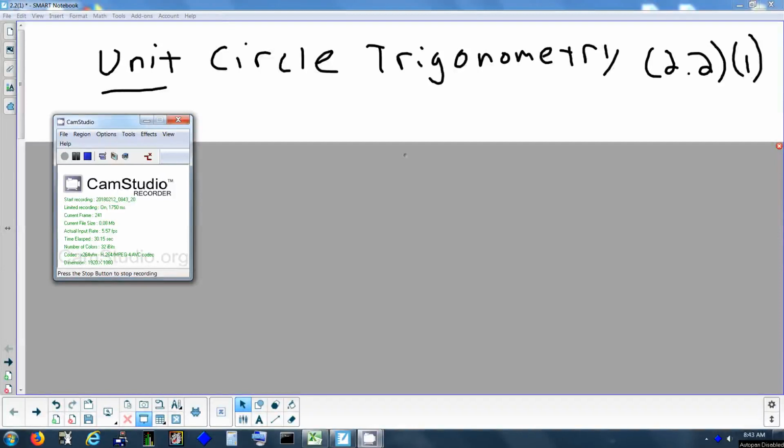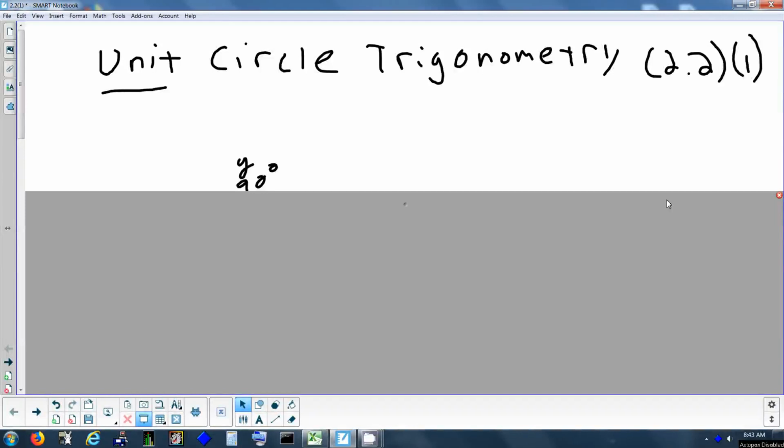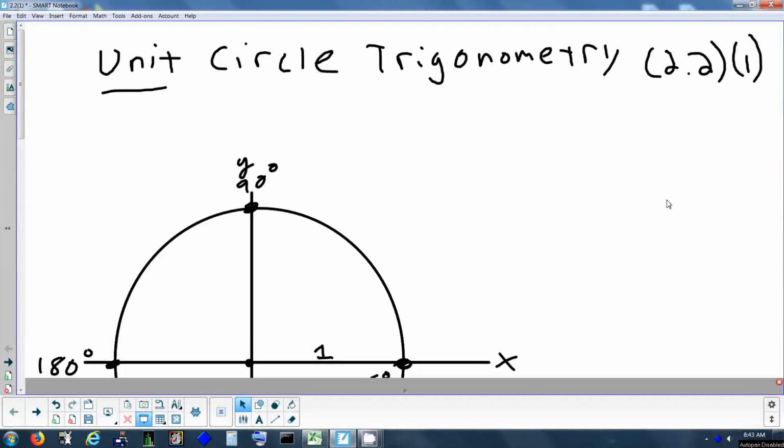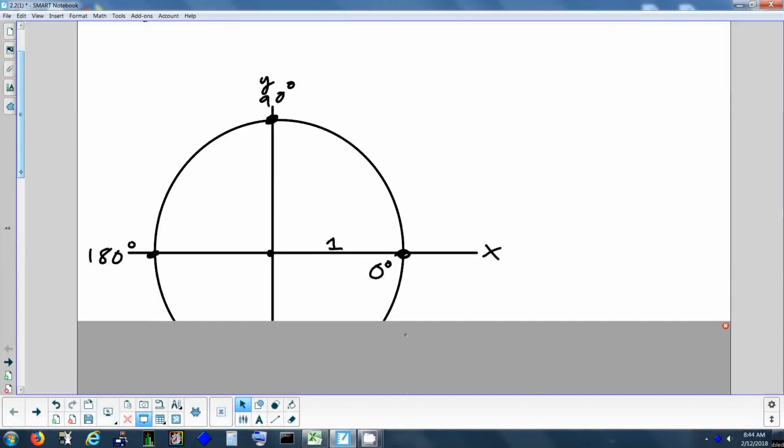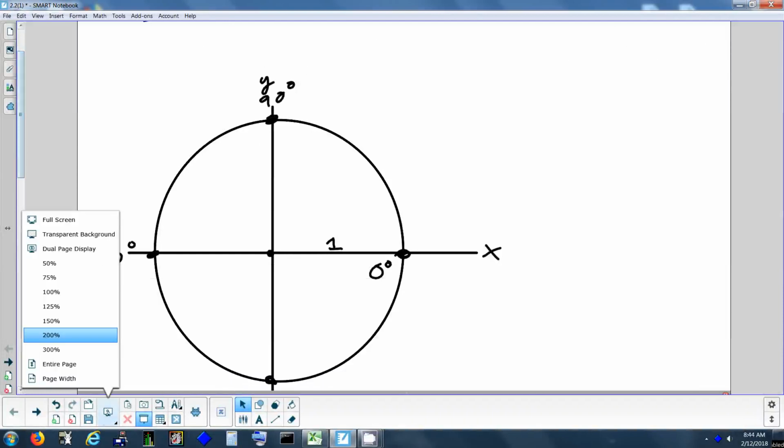So this is unit circle. Has anybody done the SOHCAHTOA, adjacent hypotenuse, that stuff? Okay, so we'll talk about that more next week. All right, so for this week, I'm going to start just by looking at that diagram.